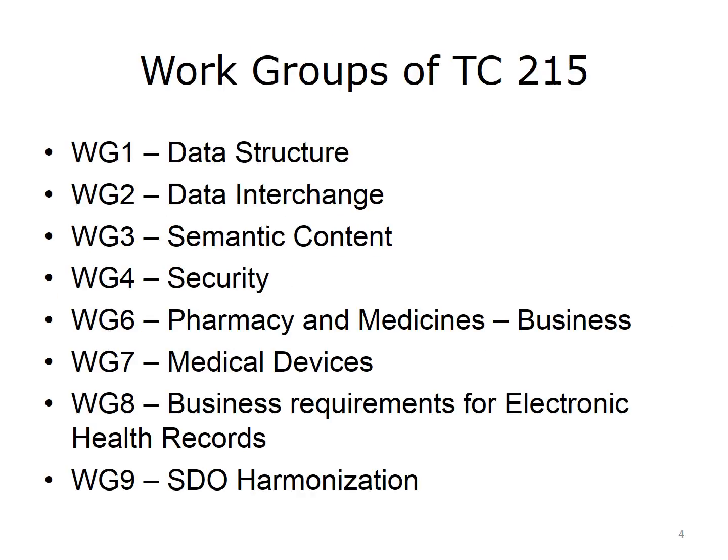TC 215 has 8 active work groups. One other group, WG5 on data cards, completed its work and was inactivated. WG1 deals with data structure and is the WG that defines standards for the EHR and related material. WG2 deals with data interchange and includes messaging standards, data types, data models, and such. WG3 deals with terminology. WG4 deals with security. WG6 deals with pharmacy, regulatory, and adverse event reporting standards.